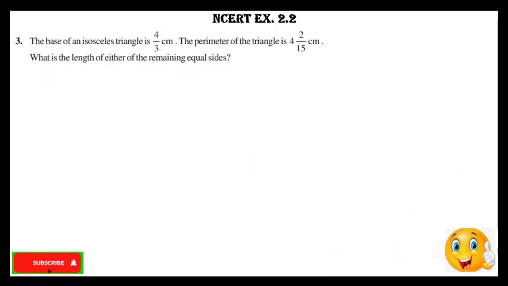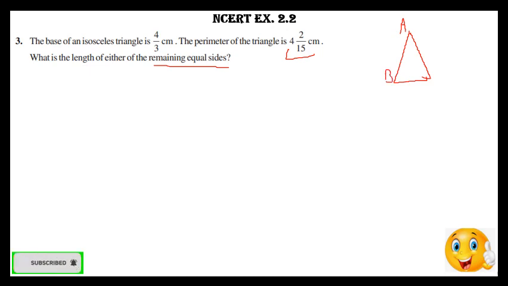Now question number 3, the base of an isosceles triangle is 4 by 3 centimeter. The perimeter of the triangle is 4 2 by 15 centimeter. What is the length of the remaining equal sides? In case of an isosceles triangle, the equal sides we have here are AB and AC. These are the two equal sides. They are equal to each other, and we can let it be x unit or x centimeter here. Perimeter is given in centimeter, so we need to let the given equal sides be in centimeter here, and the base is 4 by 3 centimeter.